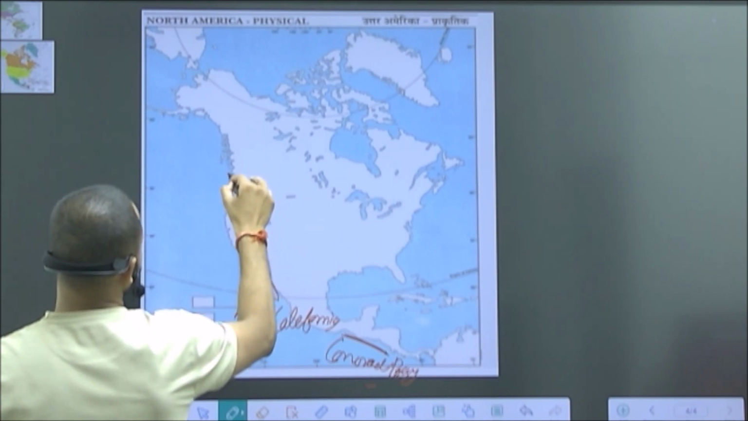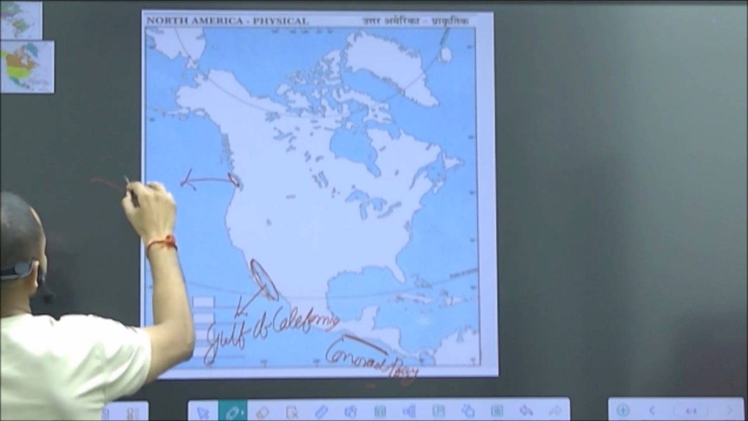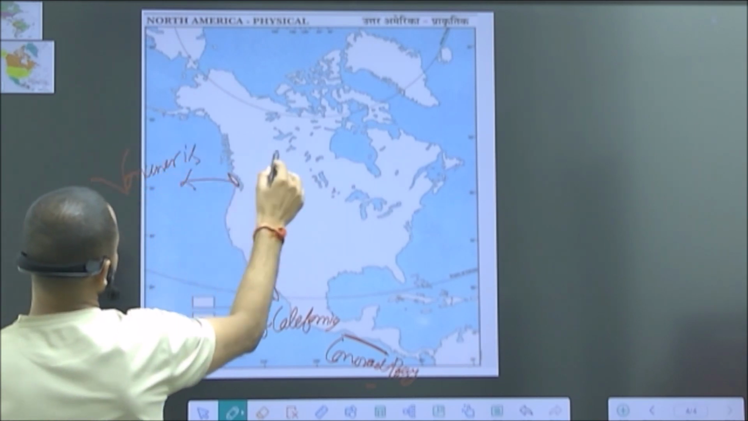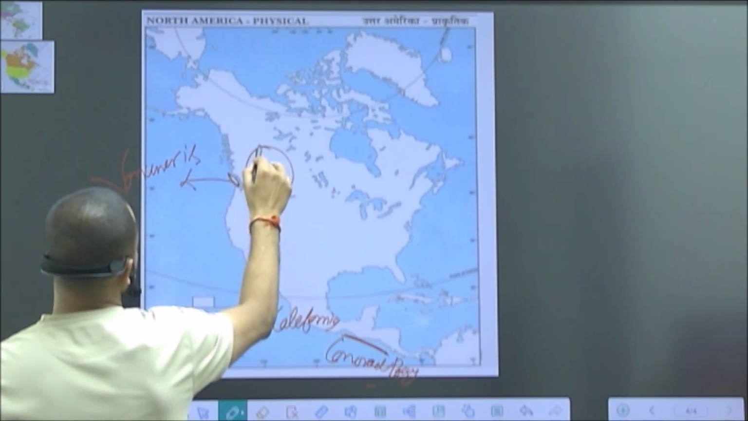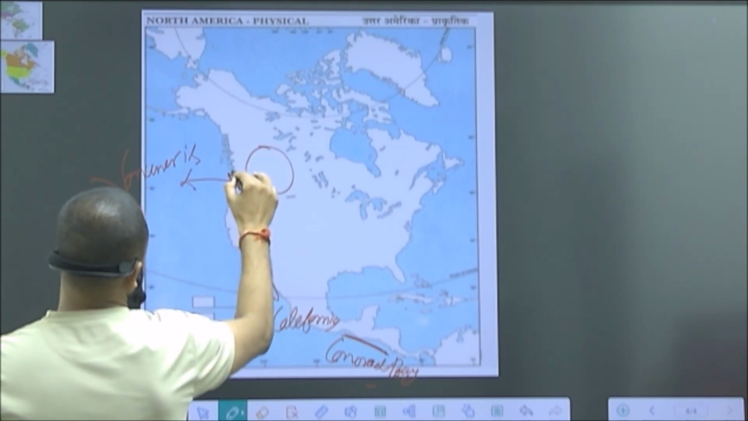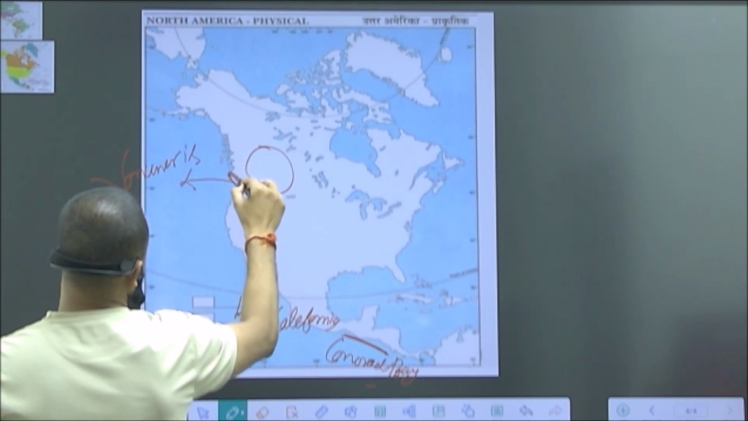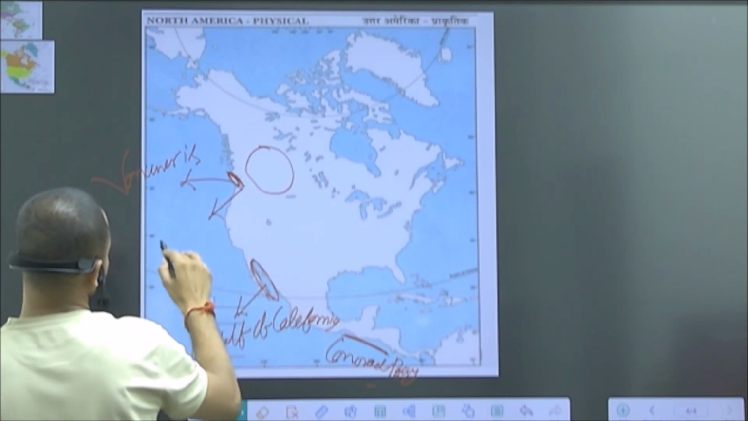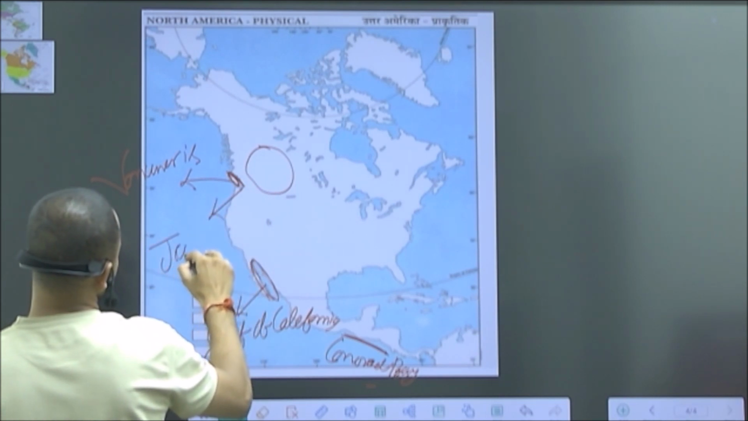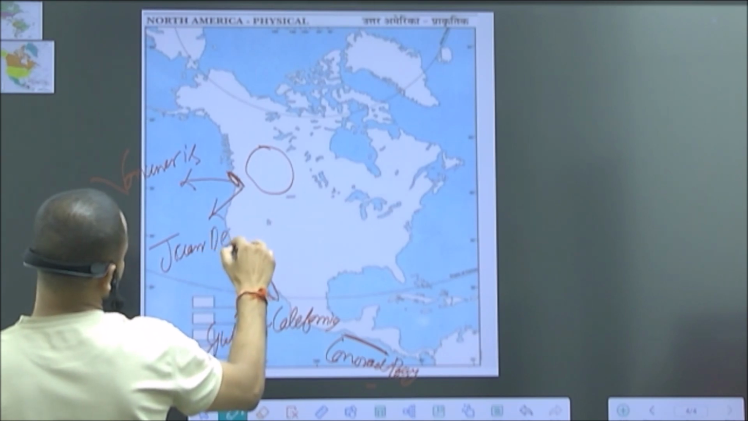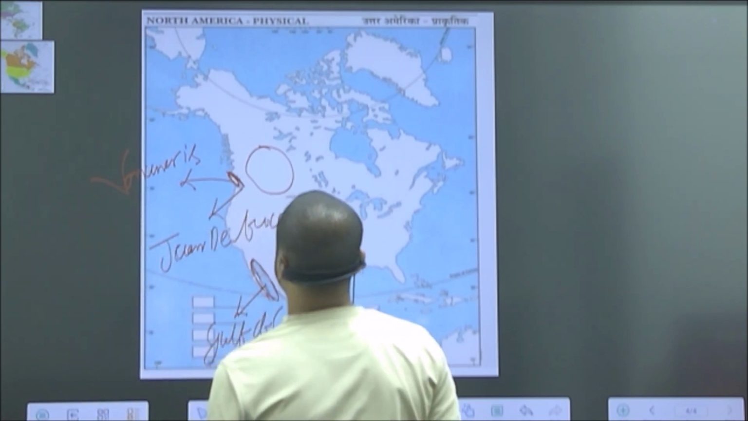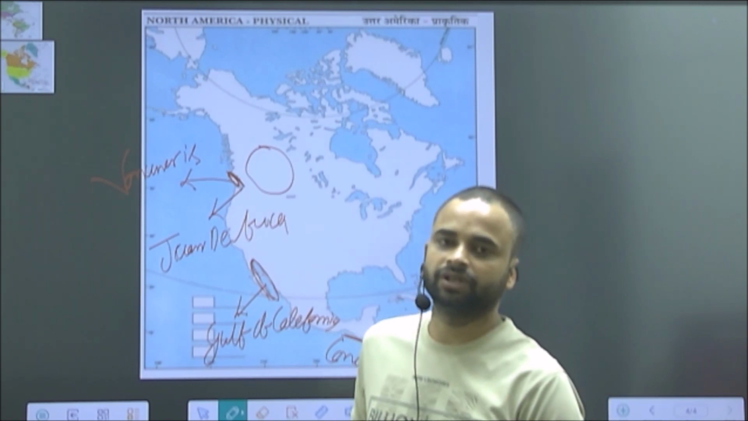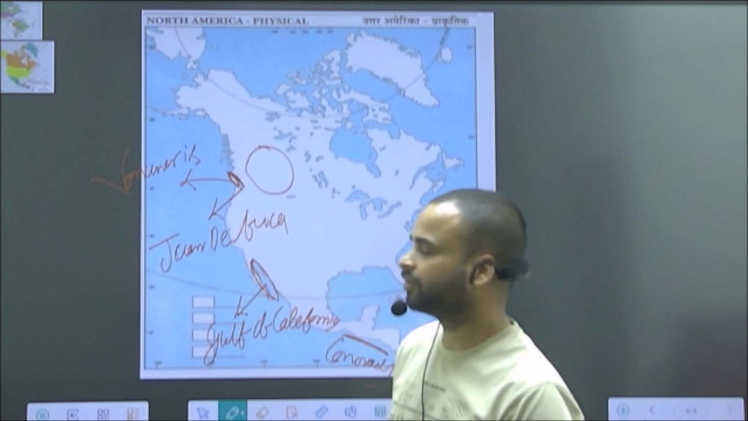This island is known as Vancouver Island, and this is the main part of Canada. And one water strait is situated here, which is known as Strait of Juan de Fuca. You can say Juan de Fuca isolates Vancouver Island from the mainland of Canada.